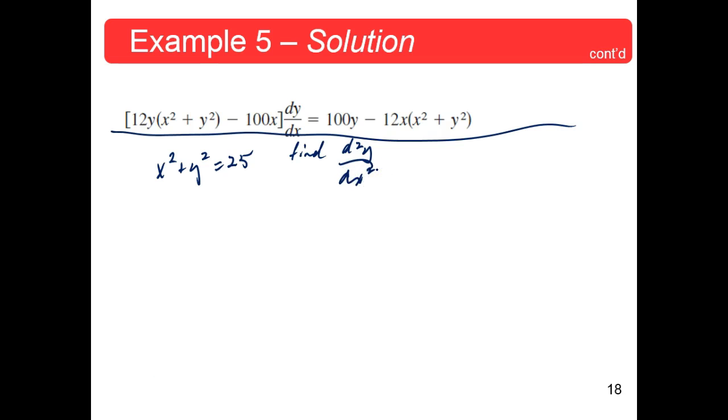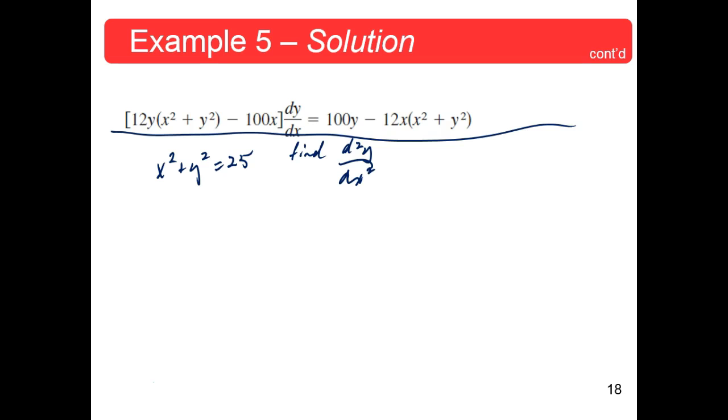Okay, what are we going to have to do in order to find the second derivative of y? What do you got to do first? What's the good answer? Find the first derivative. So let's do that first.